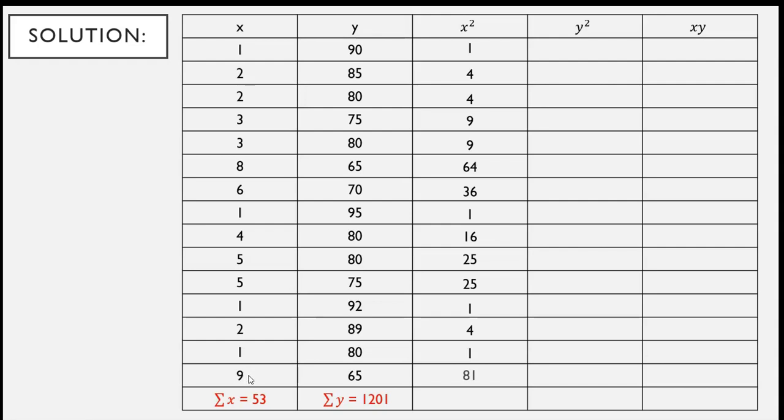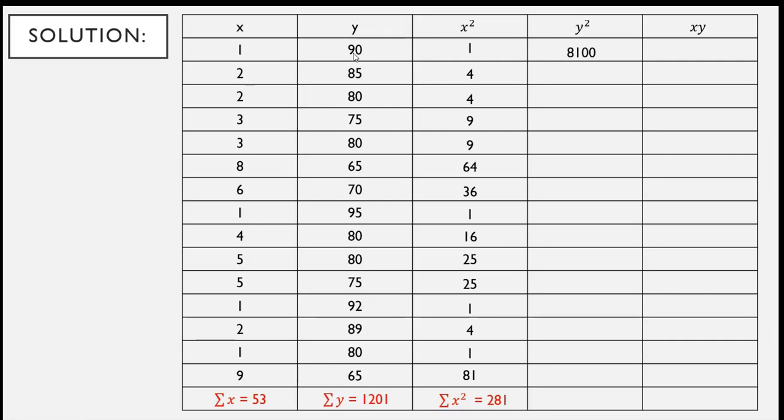The next thing that we need to do after we complete this column is to find the total of the values in the third column, x squared. So we need to find the sum of x squared. We just have to add all of them, and the sum of x squared is 281. So that is our sum of x squared. Now let's go to the fourth column. It says y squared. So this time we're going to square the values of y.